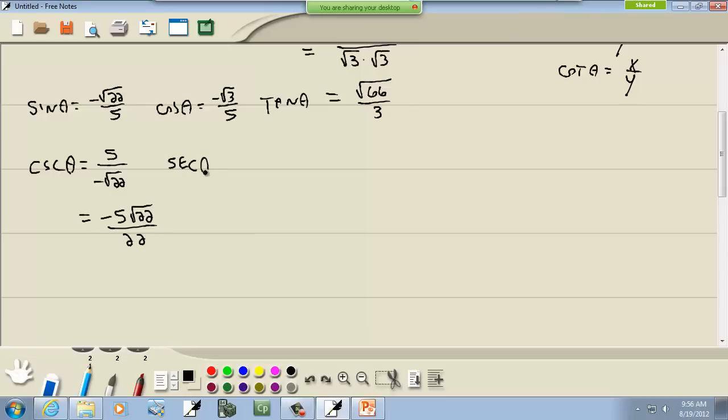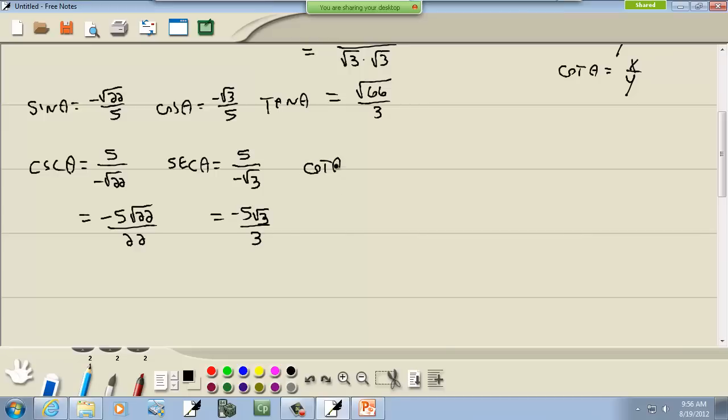Secant is the reciprocal of cosine. So this will be 5 over negative square root of 3. Can't have square root of 3 downstairs, so I multiply top and bottom by square root of 3. I put the negative up on top. And I got negative 5 square root of 3 over 3.